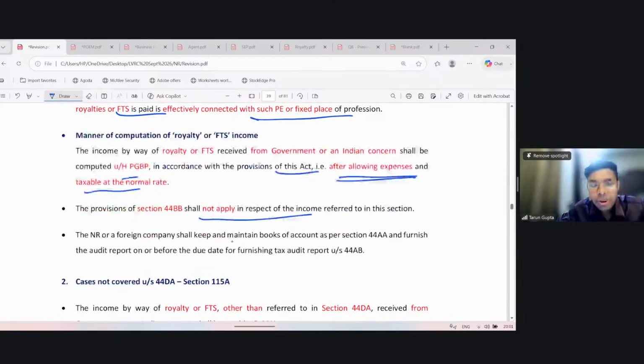The NR foreign company shall keep and maintain books of account as per Section 44AA and get the audit report on or before the due date of furnishing return of income, that is, on or before the due date of furnishing the tax audit report under Section 44AB.